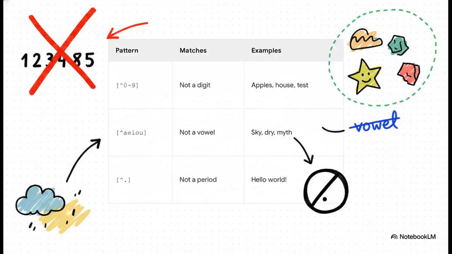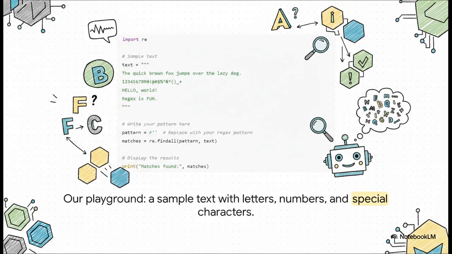It negates the search. So a pattern like comma, quote, square bracket 0 to 9 doesn't find numbers. No, it finds everything that is not a digit from 0 to 9. Okay, so here is the block of text we're going to use as our little playground. It's got everything: uppercase, lowercase, numbers, and even some special characters. Let's put these new Regex skills of ours to the test.